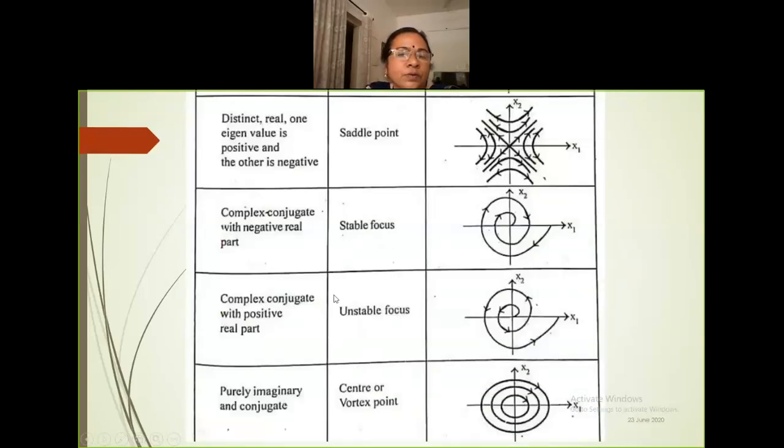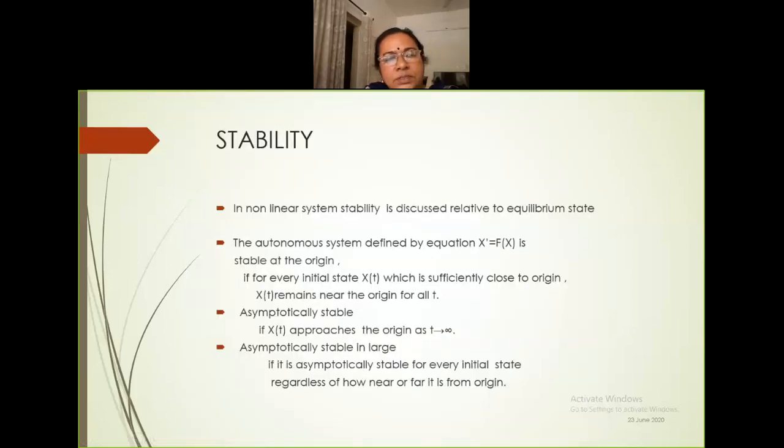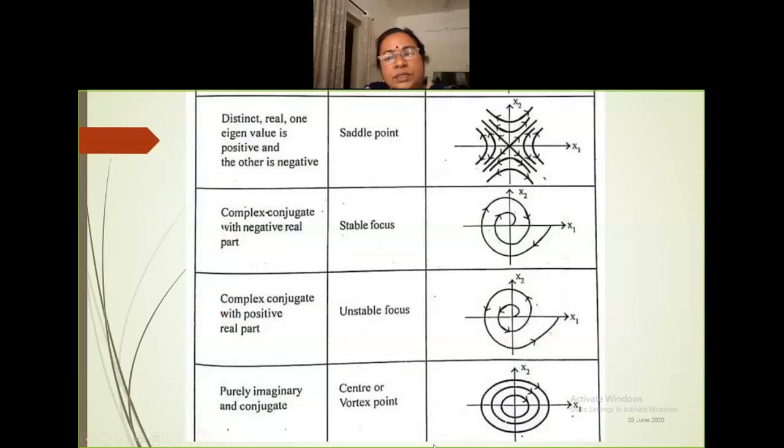Now another case: complex conjugate with a positive real part. When the positive real part comes, it is going to be an unstable condition. Now you can see that this curve you draw goes towards infinity. The stable focus is coming towards 0, and the other one is going towards infinity. Stable means it is coming to the origin, and the unstable condition is going to infinity. So that is an unstable focus.